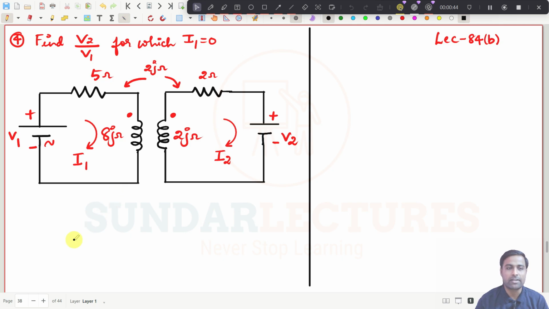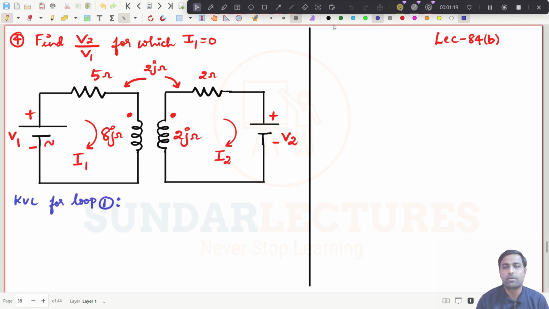Now see, find V2 by V1 for which I1 is equal to 0. So what you do, you just find the equation for I1 and also for I2, and then you put I1 is equal to 0 in those two equations, and you will directly get the ratio. You just write the KVL expression. So for loop 1, first I will write the KVL for loop number 1.